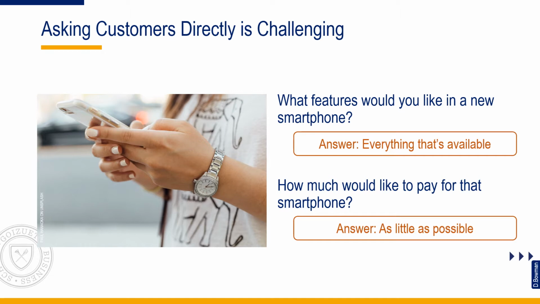Directly asking customers about their preferences often leads to unenlightening answers. For example, what features would you like to see in a new smartphone? Well, everything that's available, of course. Or what would you like to pay for that smartphone? Well, as little as possible. If asked directly, customers often say they want everything and pay almost nothing. This, of course, is impossible, so we need another way to ask them.